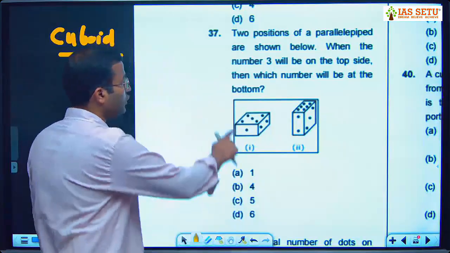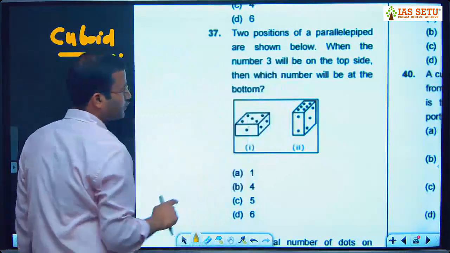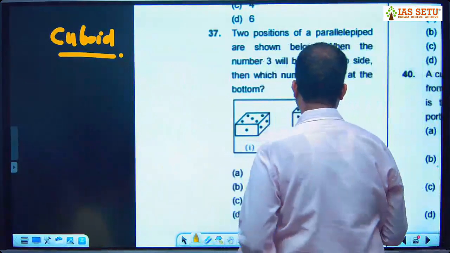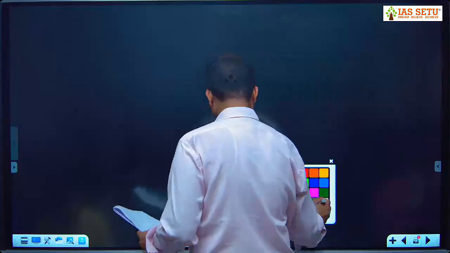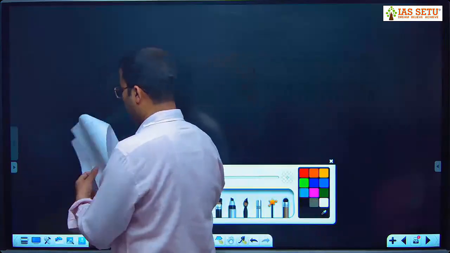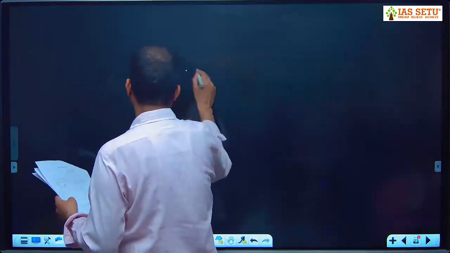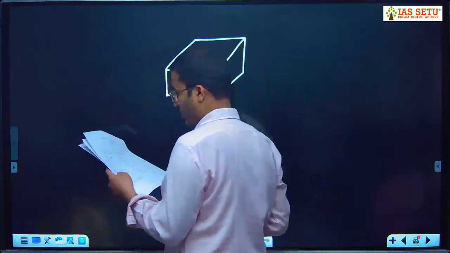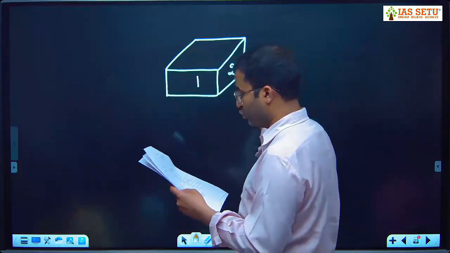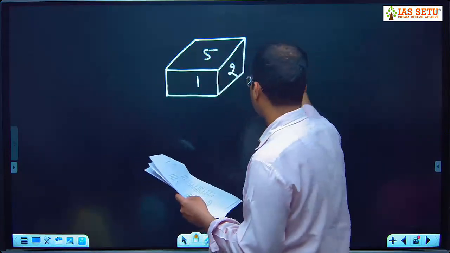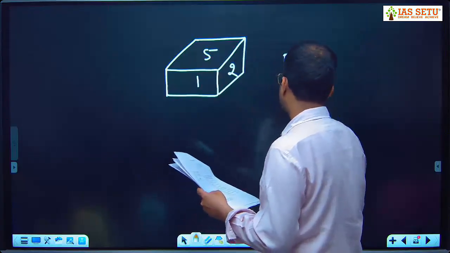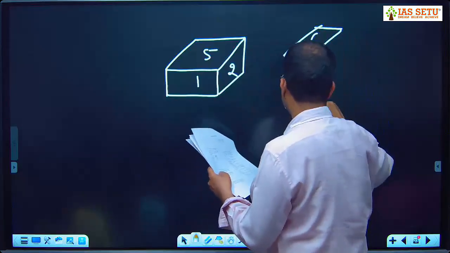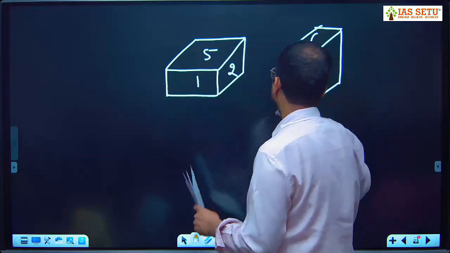Like this is the question. 2 positions of a parallelepiped are shown below. When the number 3 will be on the top side, then which number will be at the bottom? Okay. First method I tell you, which you already know. This is 1 dot, these are 2 dot, these are 5 dot. These are 2 dot, 6, 3.